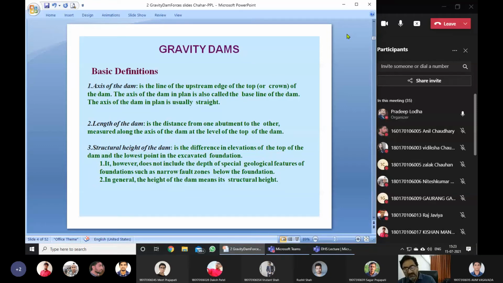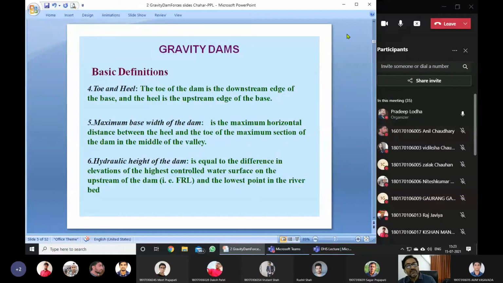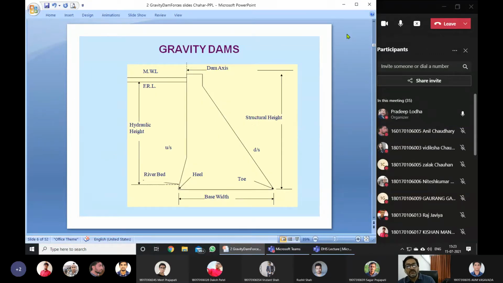The basic definitions, I'll take you directly to the sketch and we'll discuss some of the parts here. This is where I wanted you to be. This is a very typical sketch of the gravity dam. Almost all gravity dams are like this. If you draw the outline, then the different parts mentioned here are the full reservoir level. This is the maximum water level, MWL.